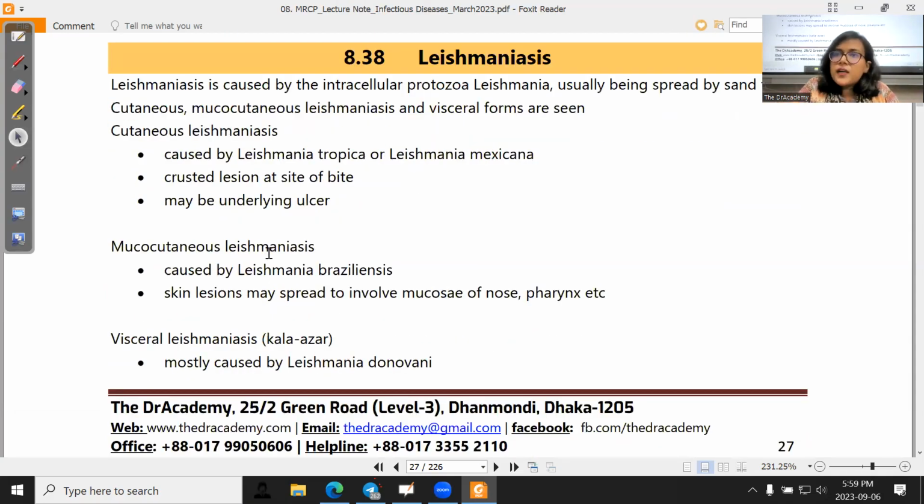Leishmaniasis, what does it do? Kala-azar. There are 3 different types of leishmaniasis. One is cutaneous, mucocutaneous, and visceral. Visceral leishmaniasis is known as Kala-azar, Leishmania donovani, okay? And cutaneous leishmaniasis is caused by Leishmania tropica or Leishmania mexicana. Crusted lesion at the site of the bite, and there might be an underlying ulcer. Mucocutaneous looks horrible. If you go through Google, mucocutaneous leishmaniasis looks the most horrible. Caused by Leishmania braziliensis, skin lesions may spread into the mucosa of the nose, pharynx, larynx. Even the mucosal surface of the eyes can be involved as well.